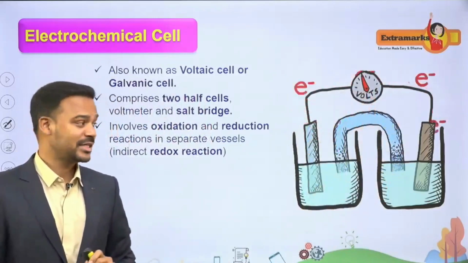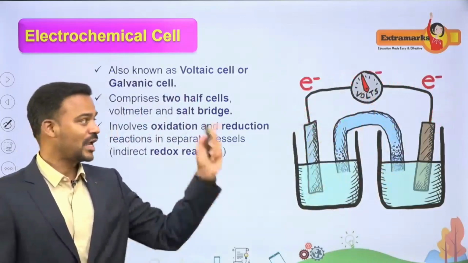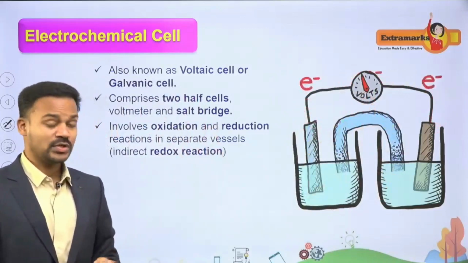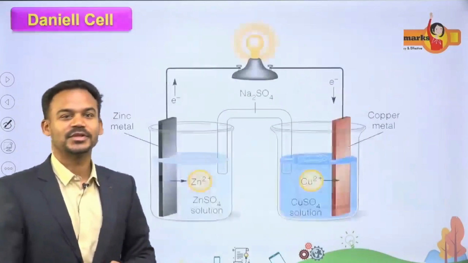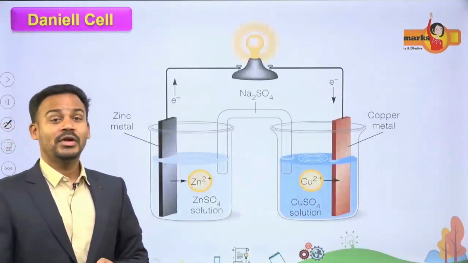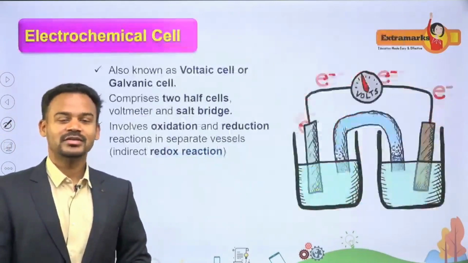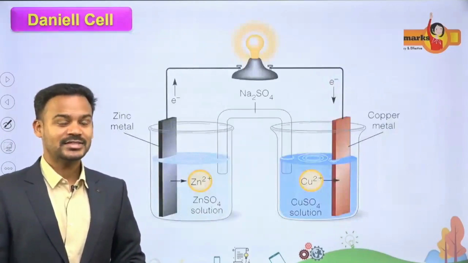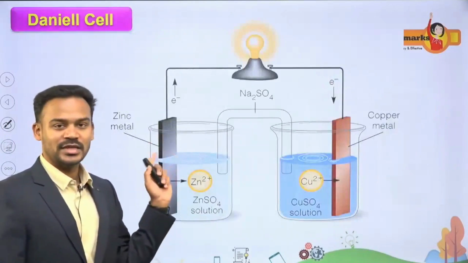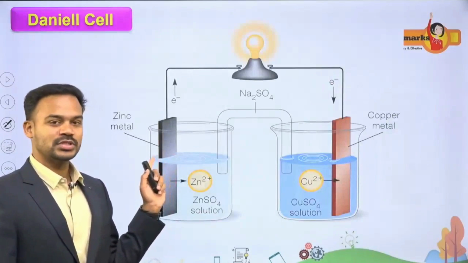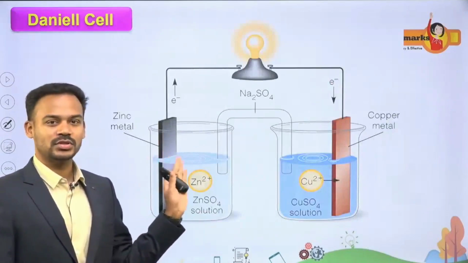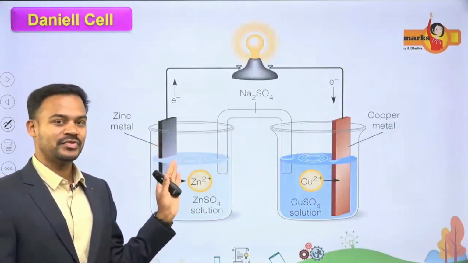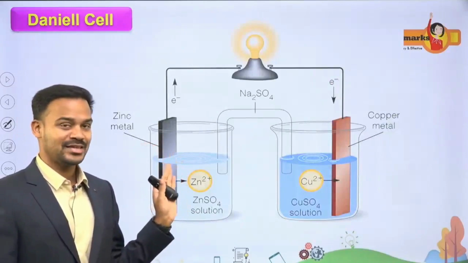This is your electrochemical cell, where there is a flow of electrons and you are getting the output in terms of voltage, right? When we are learning about the electrochemical cell in our chapter, we always take the example of the Daniell cell, which is the simplest cell. So what is a Daniell cell?